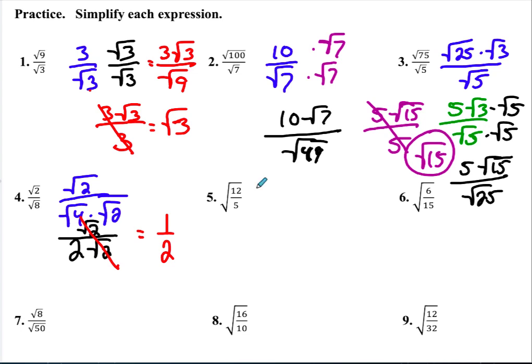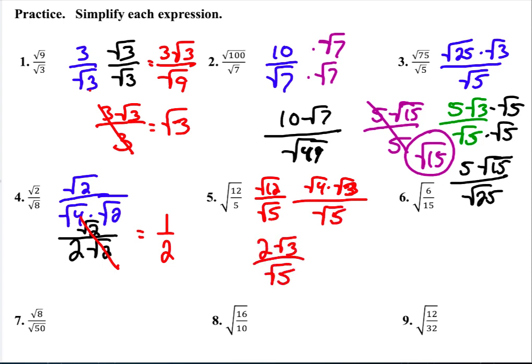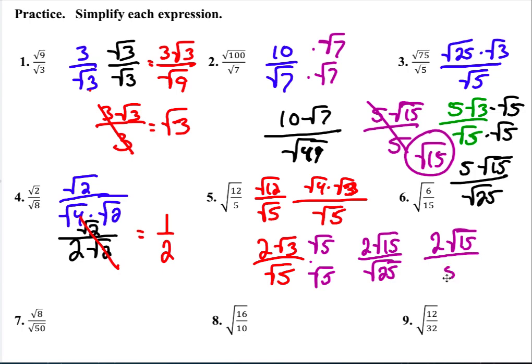All right, so here I've got square root of 12 over square root of 5. Square root of 12 is the square root of 4 times the square root of 3, which gives me 2 square roots of 3 over the square root of 5. Now I've got to rationalize that denominator, so I'm going to multiply times that square root. So I get 2 square roots of 15 over the square root of 25, because I can multiply those together. And that simplifies to be 2 square roots of 15 over 5.